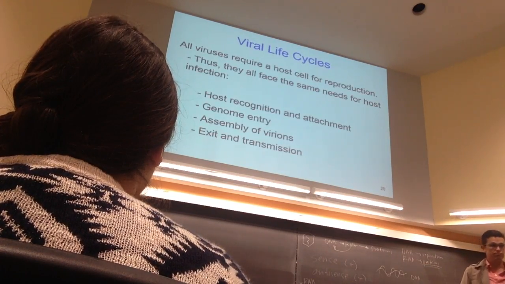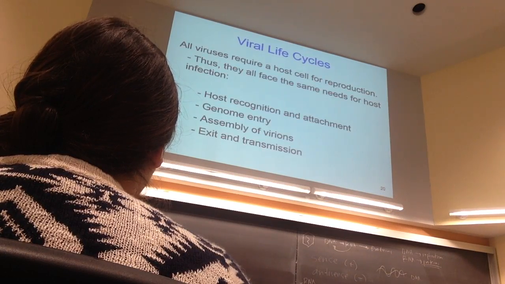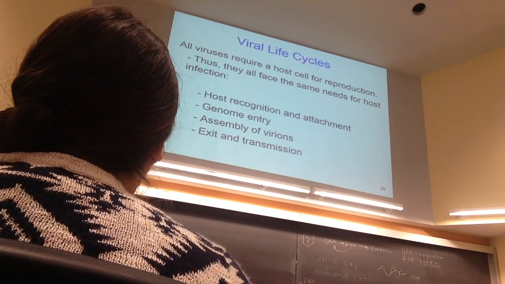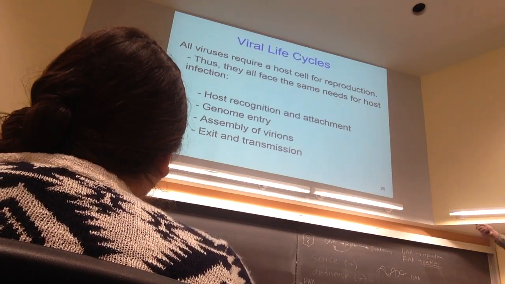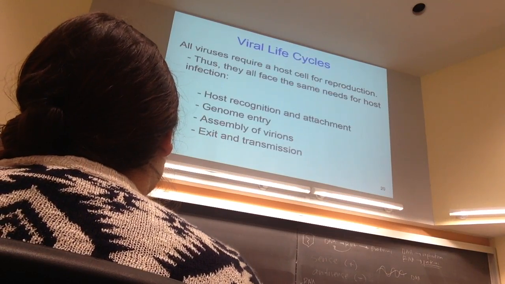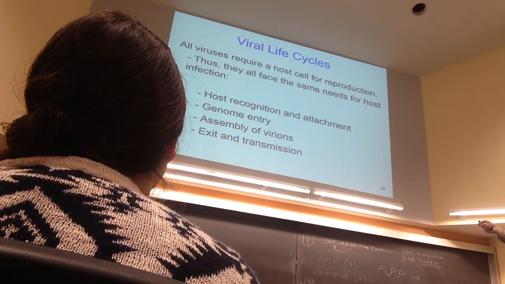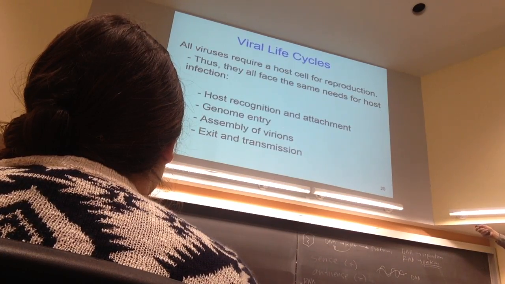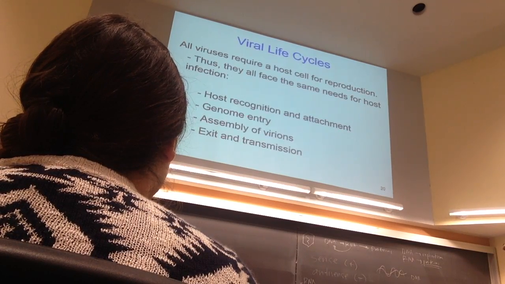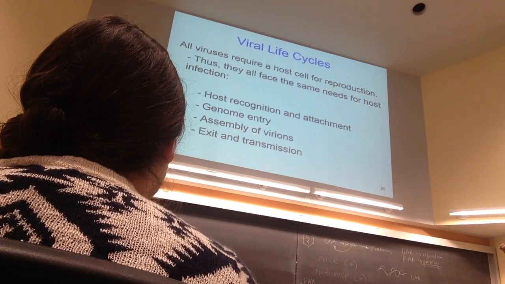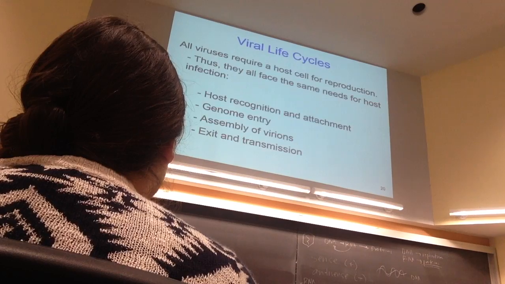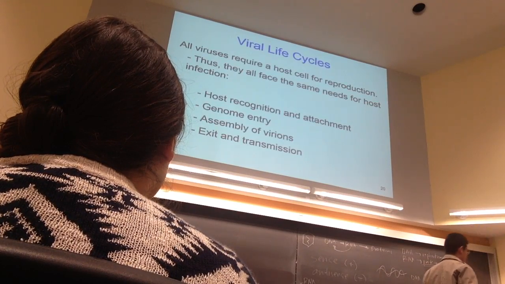So now that we know more about the classification system, we have to see how they actually replicate. And these are the 4 general stages of replication. First, they have to recognize the host and then attach. They have to insert the genome into the cell. They have to replicate the genome and then assemble the virions. And then they have to exit the cell and infect another cell or more cells.